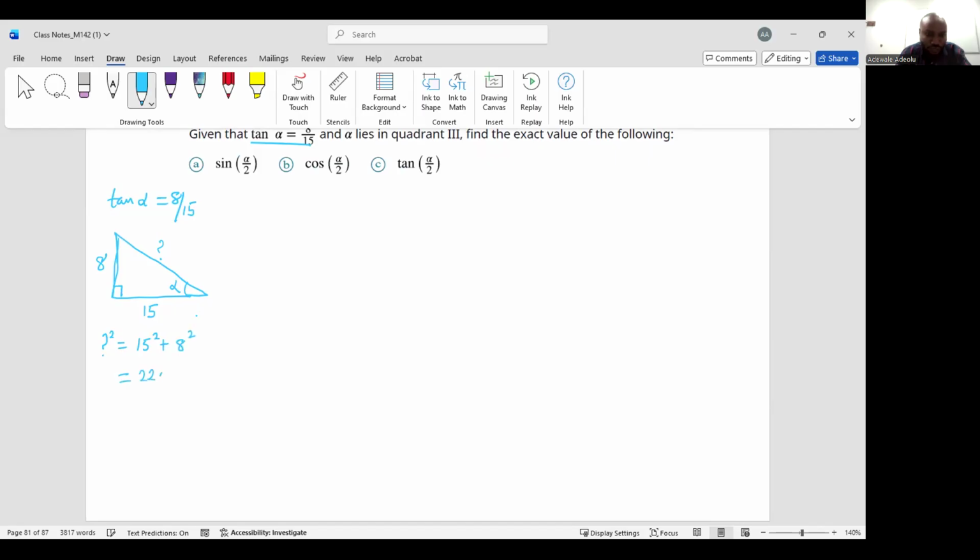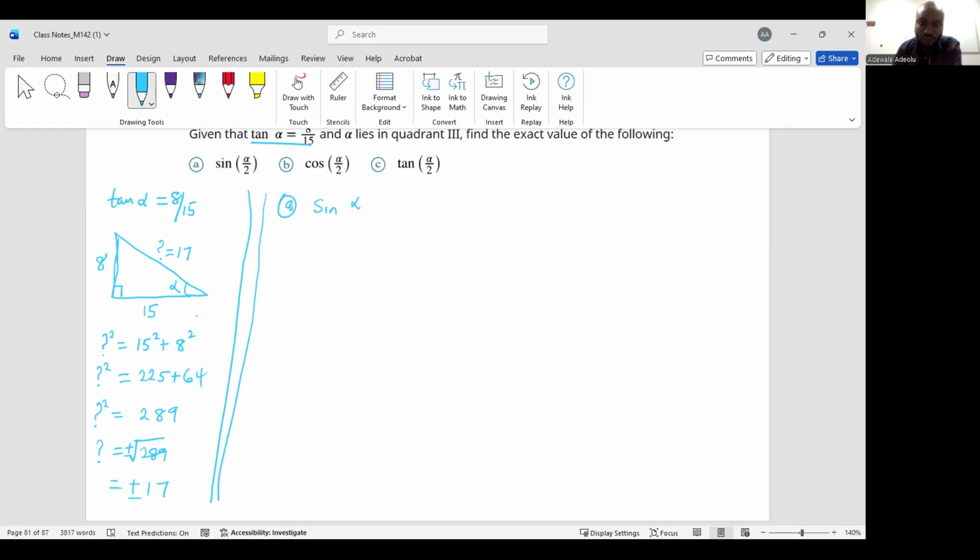So this is 225 plus 64. Question mark squared is 289, and question mark is square root of 289. Can say plus or minus, so that is plus or minus 17. Well, I will just write 17 because I have other ways to deal with the signs. So I compute that.